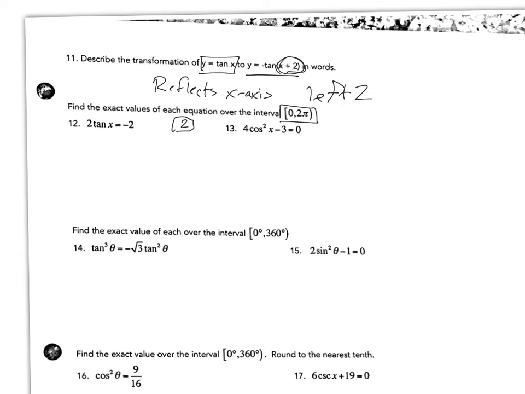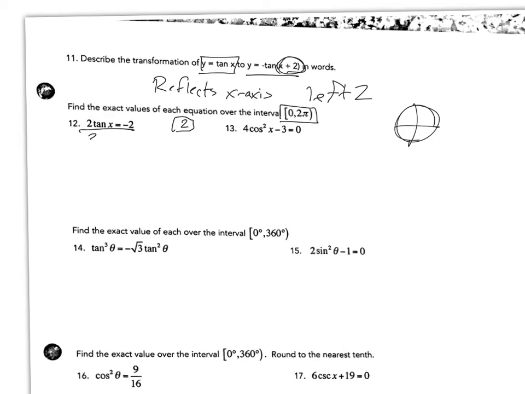Please pay attention to the period. You are allowed to use 0. You're not allowed to use 2 pi. You are in radians. You are allowed to use the entire unit circle. So no negative angles. Things like that makes a right answer wrong, unfortunately.